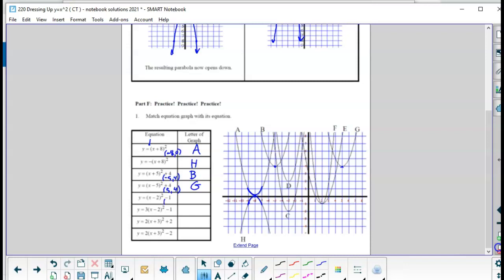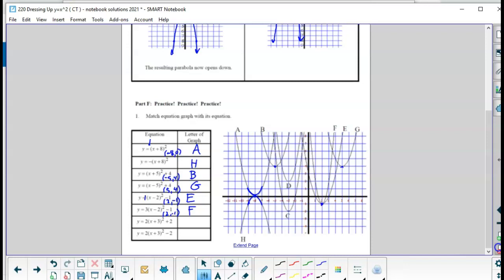And then this vertex is 2, negative 1. And there's 2 choices. One's narrower than the other. All right, so take a look at any other. This one's also 2, negative 1. Coefficient in this one's 1, and the other one's 3. So the bigger the coefficient outside of the bracket, the skinnier or narrower it is. So that means E is going to be this one, and F is going to be this one.